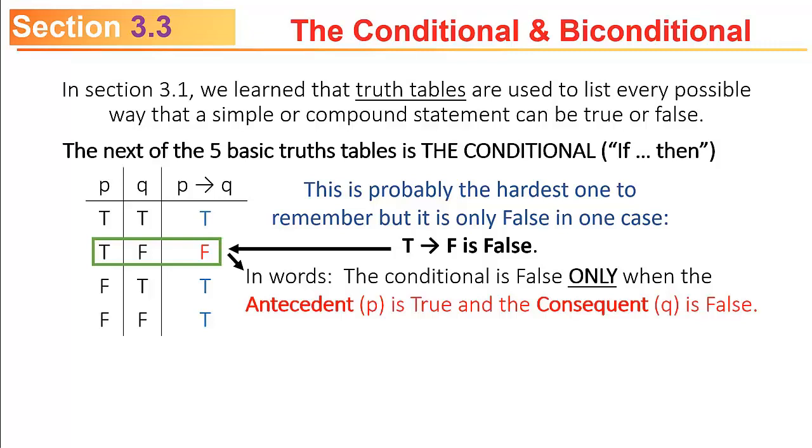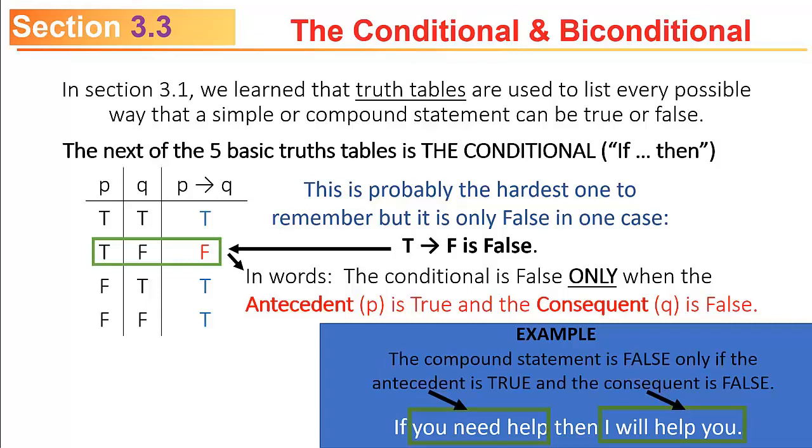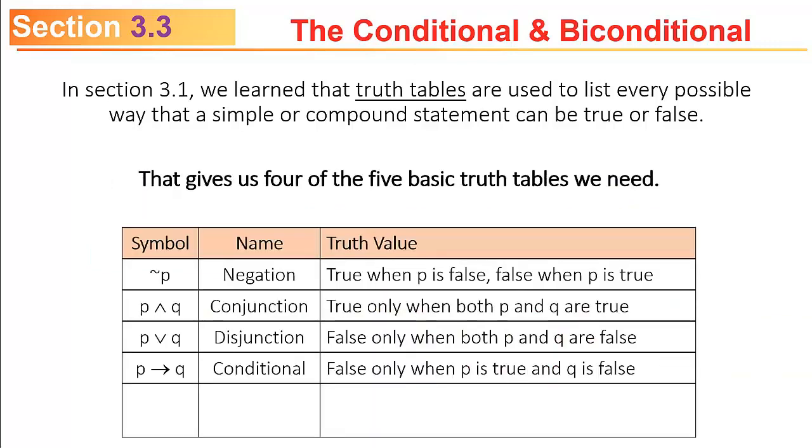You might say this in words: a conditional is false only when the antecedent, sometimes that P is called the antecedent, is true and the consequent is false. Antecedent is the P and consequent is the Q. For example, if I gave you the statement, "If you need help, then I will help you," this compound statement is false only if the antecedent is true and the consequent is false. You need help is true, I will help you is false, produces a false compound statement here. It's the only case where it's false.